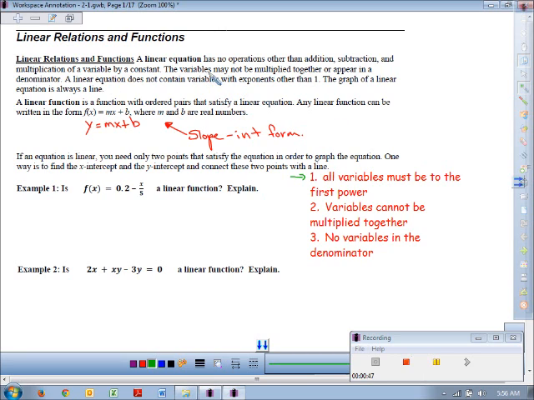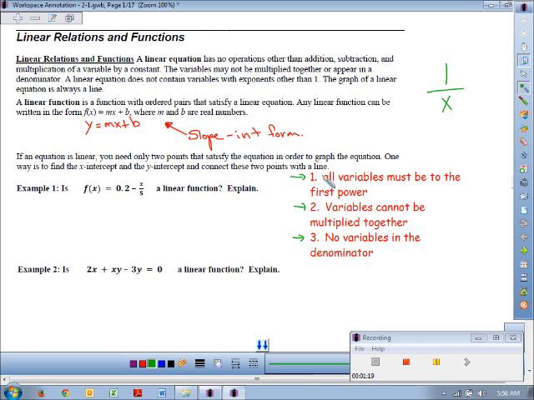It also says that you can't have variables multiplied together. There can't be a product of variables, for example, like x and y. See how those are two different variables multiplied together. That can't happen. So that's rule number two right there. You can't have a product of variables, or variables cannot be multiplied together. And the other thing is, you can't have any variables in the denominator. So like if you saw an equation where there was a variable down in the denominator, it's not linear. So these are the three steps to check to see if an equation is linear.